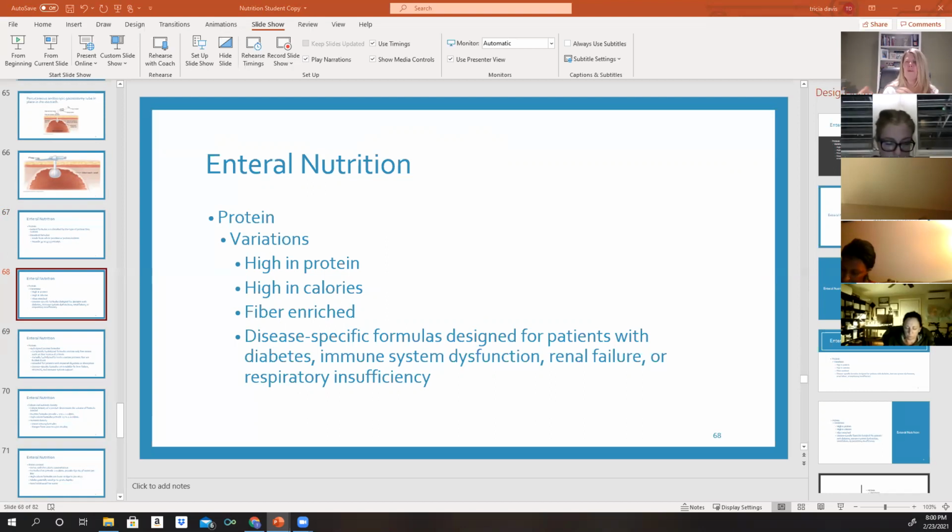So even though we're giving them that nutrition, if they're having frequent stools or loose stools, are they really gaining anything? Because what we're putting in, they're putting out. So you want to advocate for that patient and tell the doctor so that they can give them another formula that is fiber enriched to help bulk that stool so that they can keep it in. And then we have disease-specific formulas, so patients that have diabetes, patients that have renal failure, and things like that.